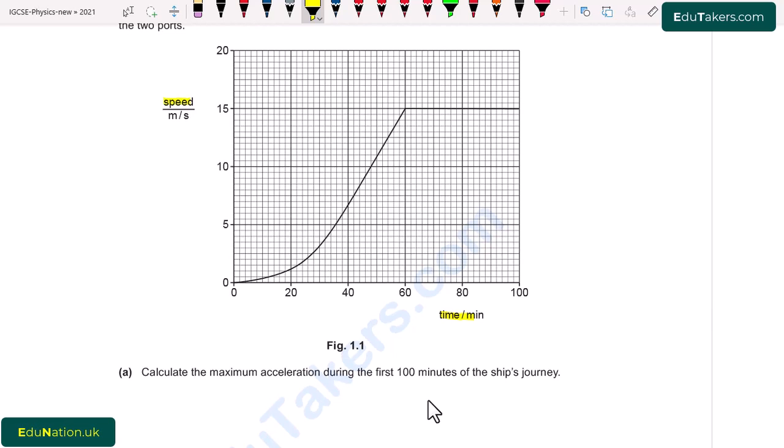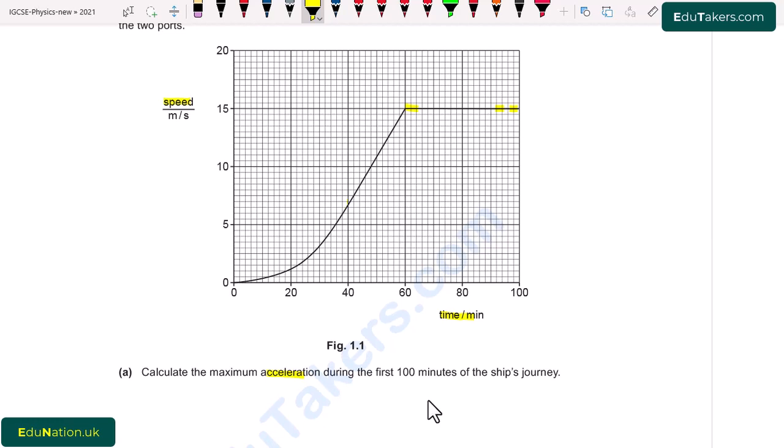Part A. Calculate the maximum acceleration during the first 100 minutes of the ship's journey. So here we have to calculate the maximum acceleration. In the graph you can see that first the slope increases and then it becomes constant from 60 to 100 minutes. It means that from 60 to 100 minutes the speed is constant, so it has a constant slope. But from 40 to 60 minutes the slope is increasing.